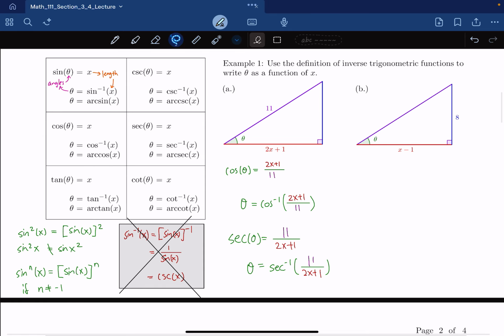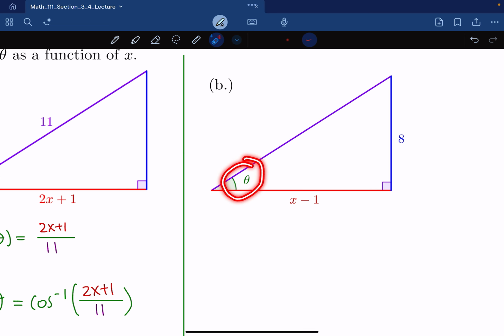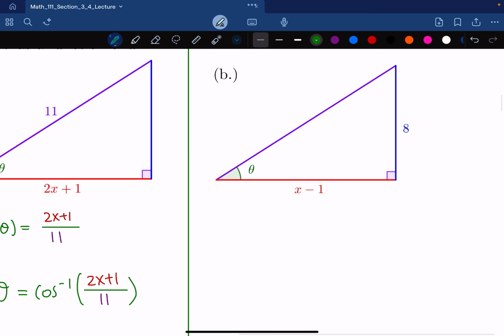Okay. Well, next example, very similar. Here, I'm given data, and the two sides I'm given are the opposite side of theta and the adjacent side of theta. So I still have two choices here. You could just run with one. You don't have to do both of these. Let's just go with tangent.